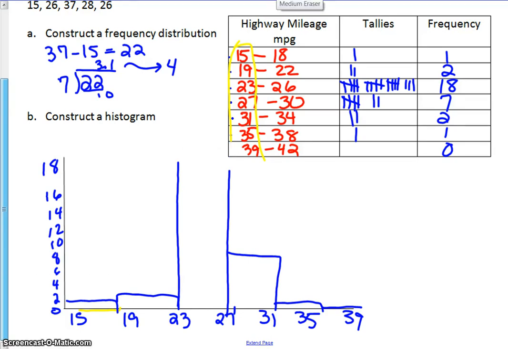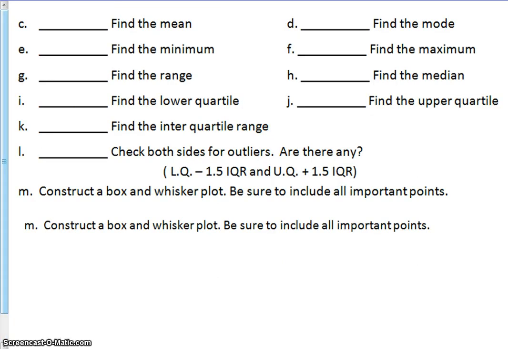I probably wouldn't put that all the way up there at 18. I might come over here more. They do touch each other and they do have a range. So this does show between 15 and 19 here. This shows between 19 and 23 is what's in that category there. So I need to take that information and find the mean, median, and mode.